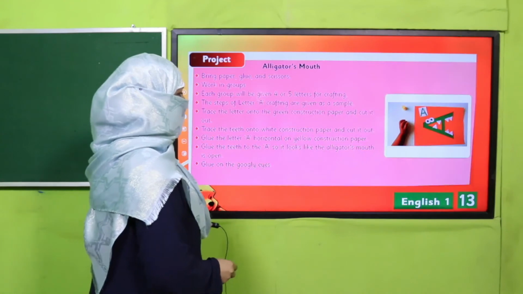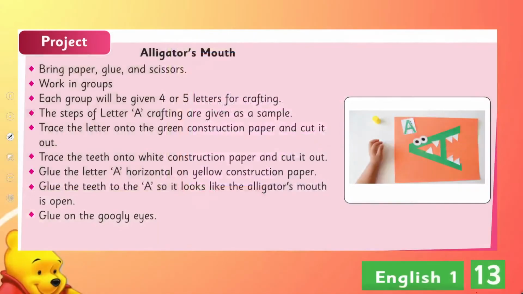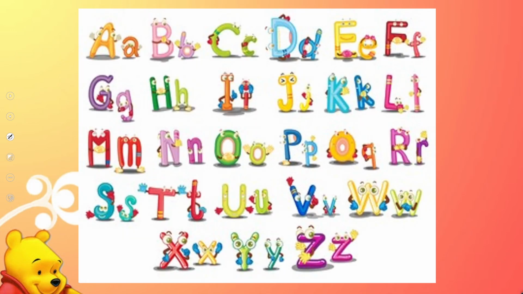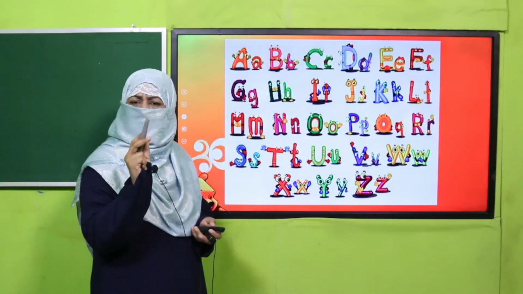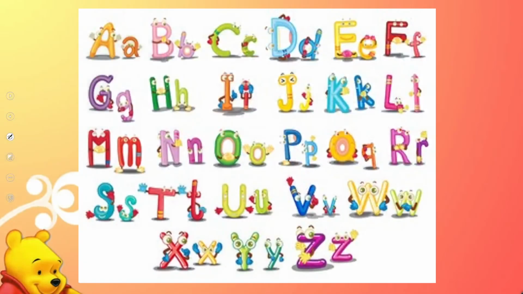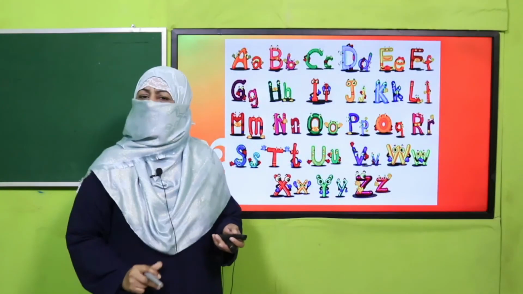So here is a project on page number 13. Simply what you are going to do, you are going to make different shapes from crafting papers. You will take papers and make different shapes of the letters, and to complete this project, you can take help from this slide as well. There are different shapes, you can follow them or you can make your own choice. This is the project you are going to do with your teacher. Yes, are you done with it?